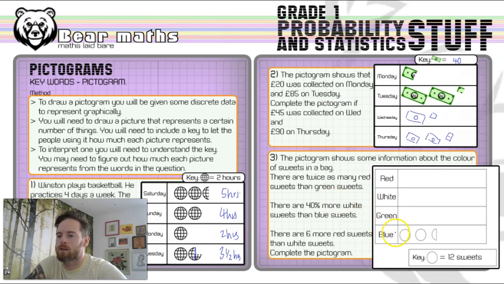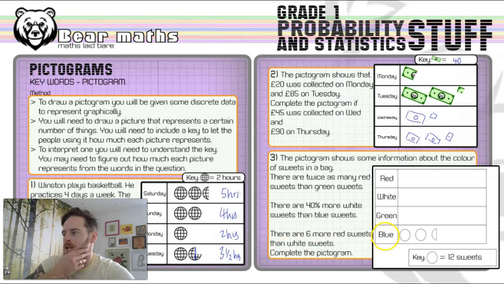Okay, well that's good because we've actually got the blue sweets there, and we can work out how many there are represented. So we can work out the white sweets then. We couldn't do anything with this information to begin with. And then there are 6 more red sweets than white sweets. We then need to complete the pictogram.